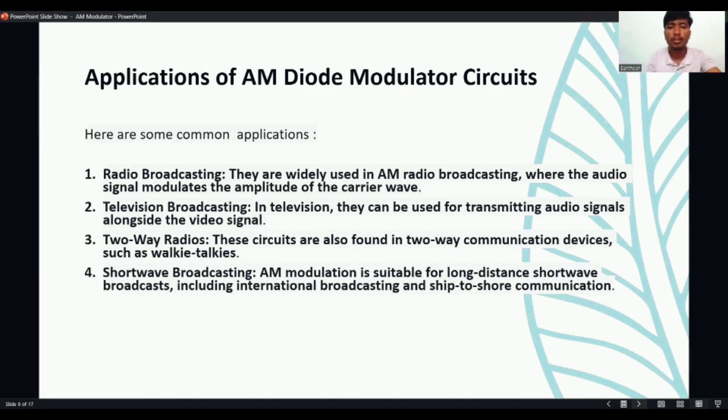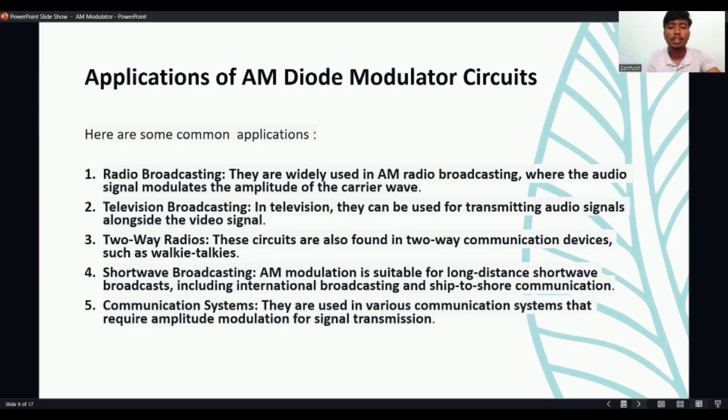And then shortwave broadcasting. AM modulation is suitable for long-distance shortwave broadcasts, including international broadcasting and ship-to-shore communication. And communication systems: they are used in various communication systems that require amplitude modulation for signal transmission.